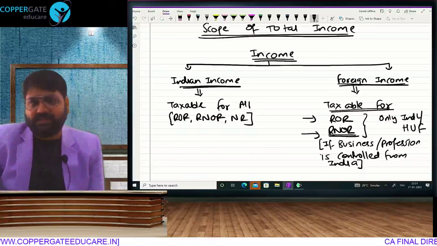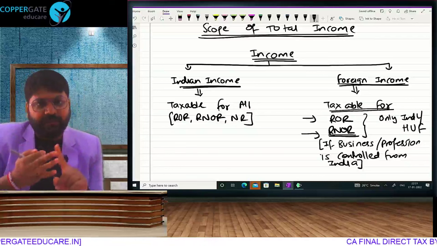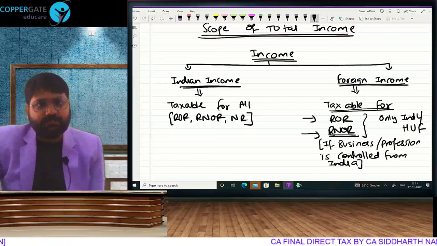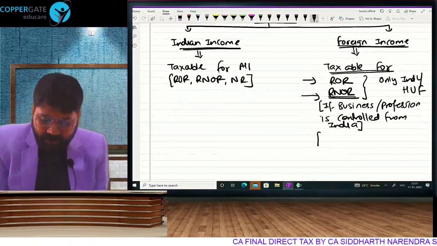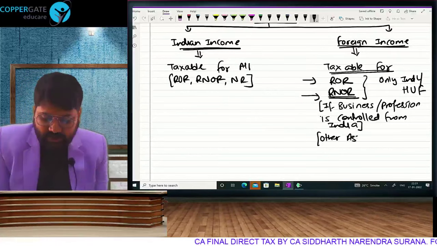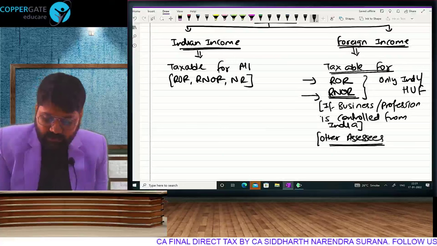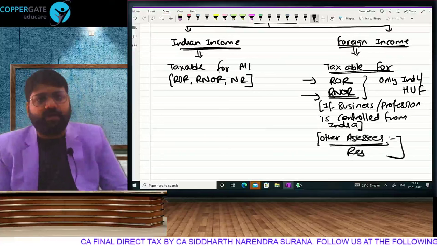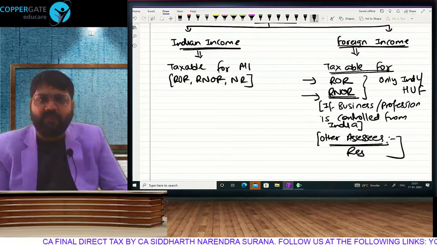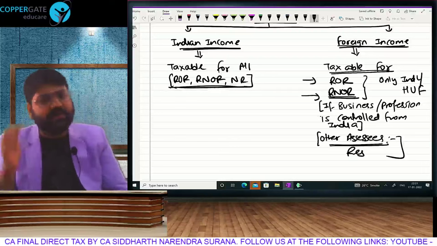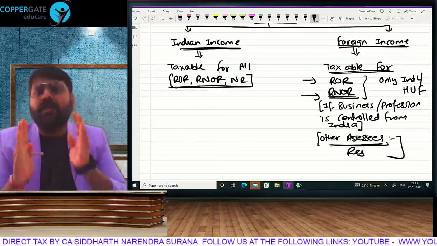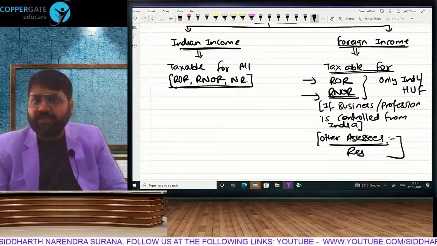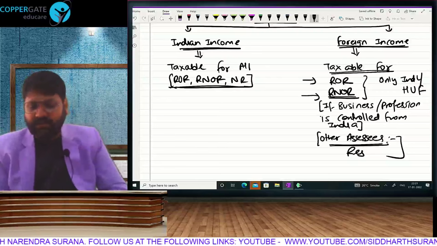As far as the other assessees are concerned, other assessees means company, firm, AOP, BOI, LLP. How do we classify these assessees into resident and non-resident? Resident will pay tax and non-resident will not pay tax. That is the tax treatment of foreign income. Indian income will be taxable for everyone. So, this is very easy to understand. Foreign income will be taxable only for resident. Non-resident will not pay tax. That is why we have divided assessee into resident and non-resident. That is the reason behind our classification.